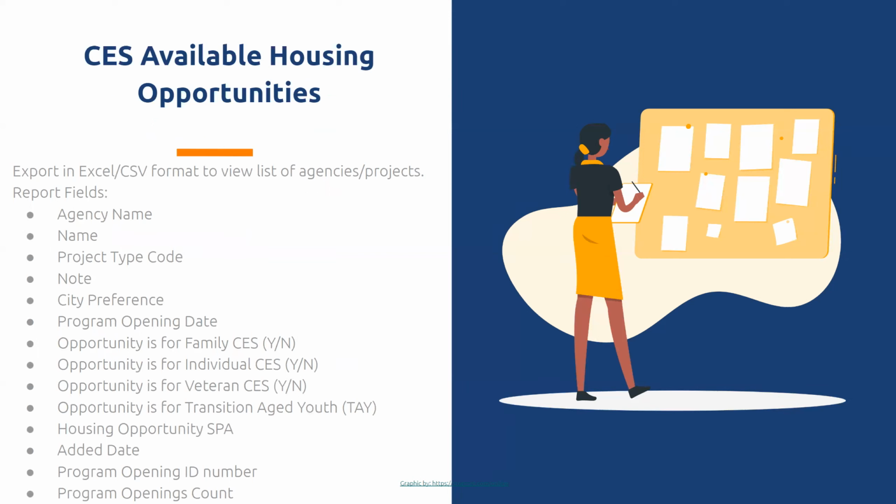This is a list of all available fields. This data can be downloaded in Excel and CSV format. And just to summarize the fields, there's agency and project information, so agency name, name of the housing project, and project type, and specific information pertaining to the housing opening, such as notes regarding the opening, city preference, and whether the housing opportunity is for family CES, individual CES, veteran CES, or it's for transition-aged youth clients. And lastly, it includes a count of the number of program openings.